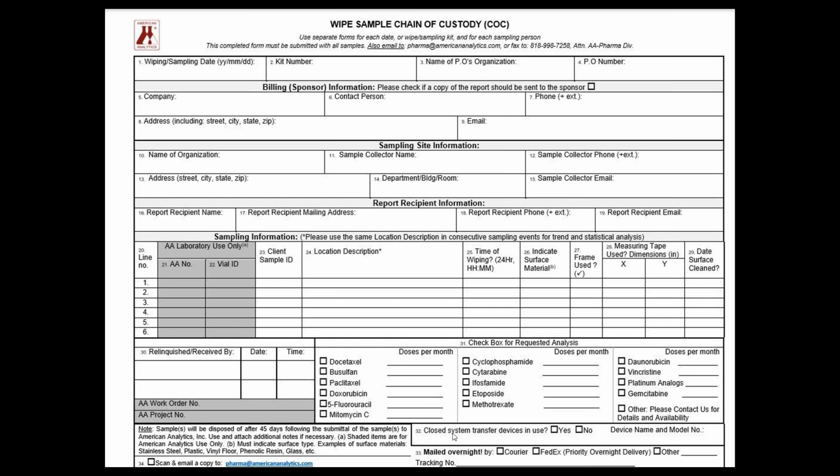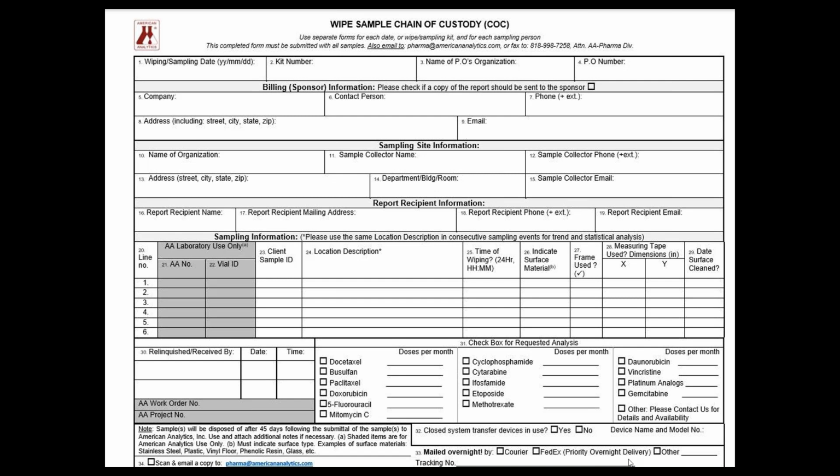The next section, 32, is if you have the information, if you're using a closed system transfer device, you can just put yes, no, and if you have that device name and model, that would be great. And this section 33 is you're going to indicate how you're sending these back to us. Hopefully you'll use our prepaid FedEx envelope for free return shipping. You can click here, click the box for FedEx, add the tracking number if possible.